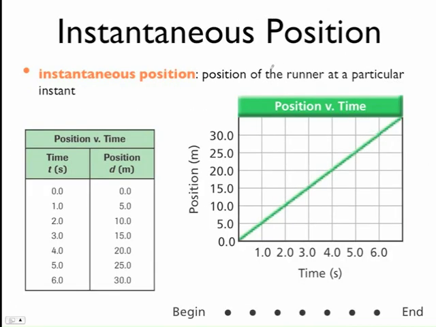If you want to get the instantaneous position of the runner, you've got these points right here that you've plotted, but you could just as well say at 1.5 seconds, where was the runner? And you can, so here's one going up, and I'm going to go over. He was about 7, 7.5, something like that. So you can figure out the instantaneous position of a runner using a graph like this.